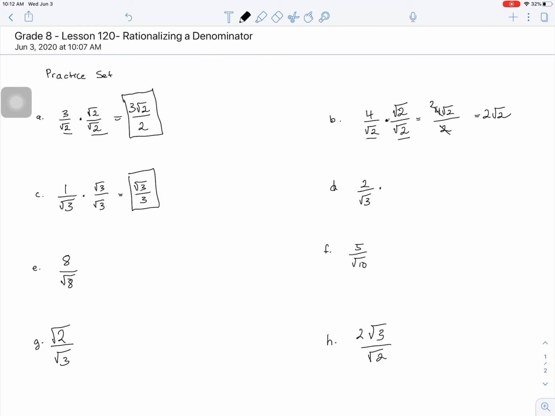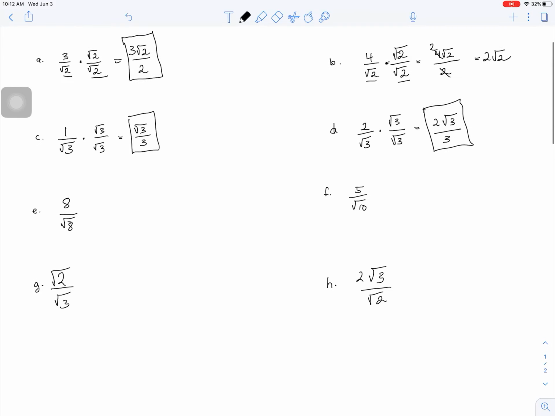D. Try it on your own if you have a chance. We will multiply it by the square root of 3. Square root of 3. This becomes 2 times the square root of 3 over 3. Cannot reduce it any farther. This is your answer.